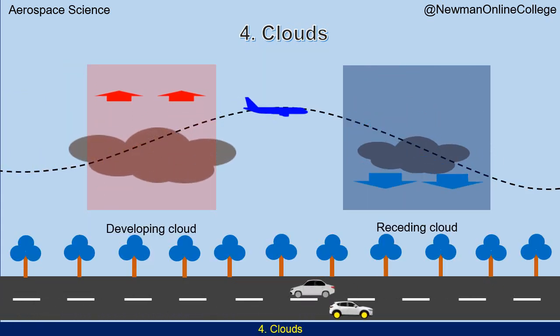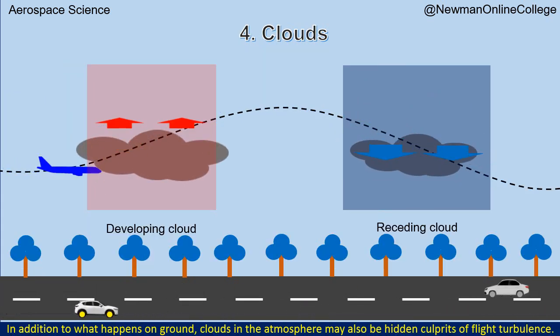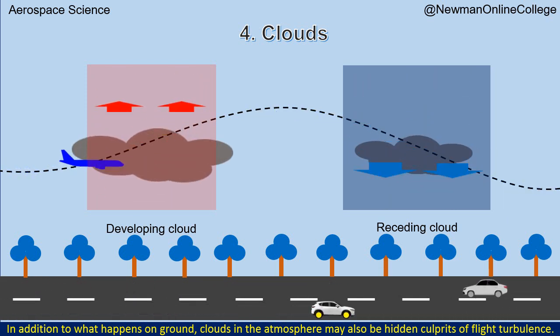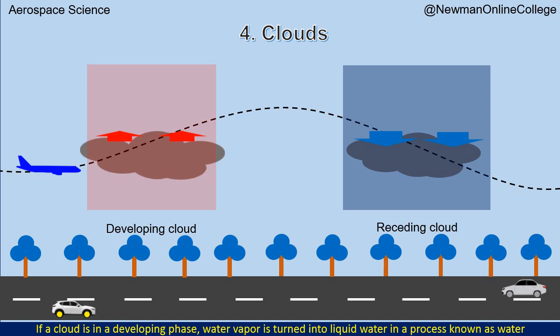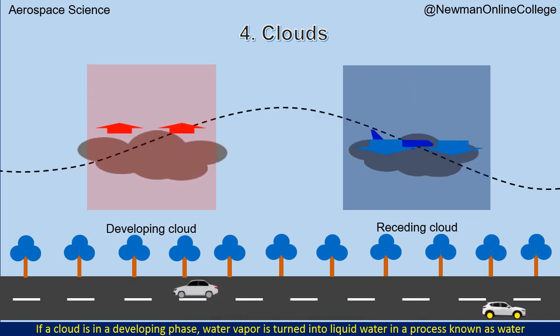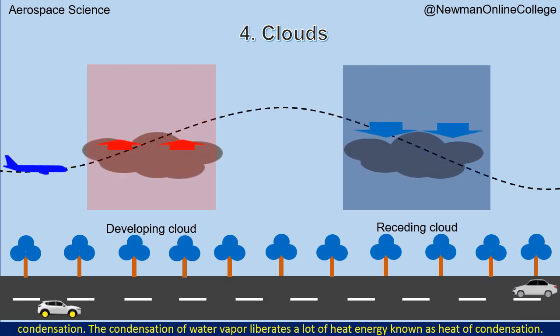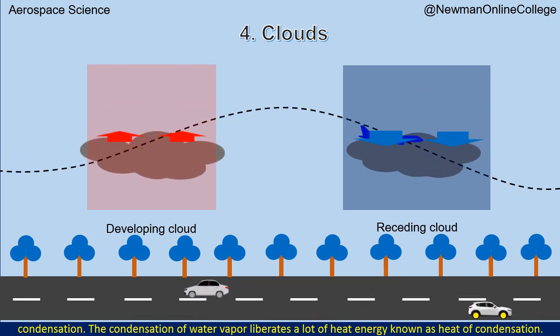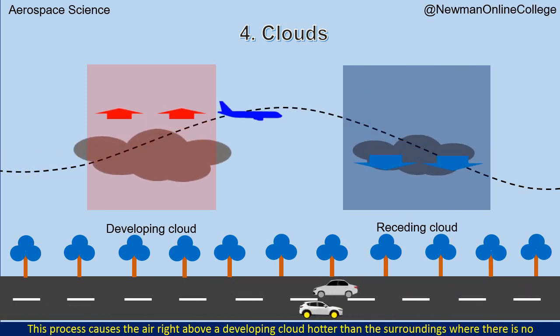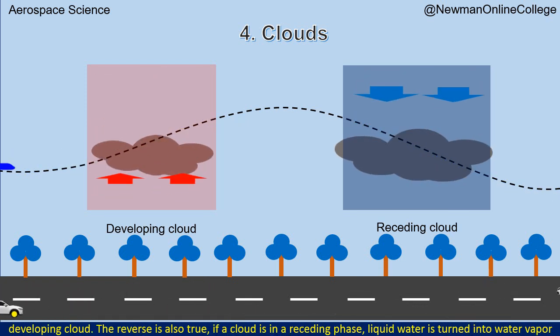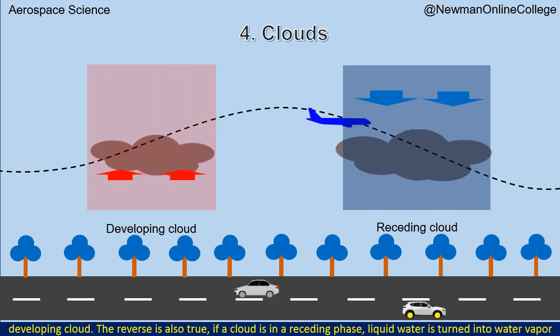4. Clouds. In addition to what happens on ground, clouds in the atmosphere may also be hidden culprits of flight turbulence. If a cloud is in a developing phase, water vapor is turned into liquid water in a process known as water condensation. The condensation of water vapor liberates a lot of heat energy known as heat of condensation. This process causes the air right above a developing cloud to be hotter than the surroundings where there is no developing cloud. The reverse is also true.